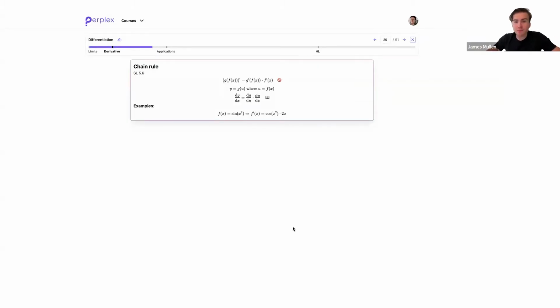And the chain rule is basically used when you have a composite function. So when you have one function that is a function of the other. So I have g circle f, sorry, and I want to find its derivative, okay?